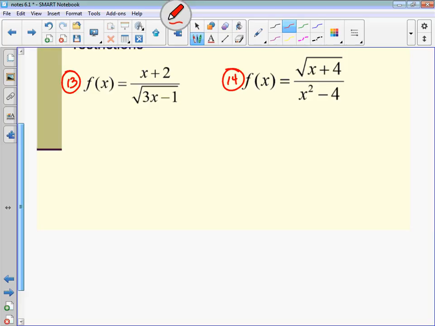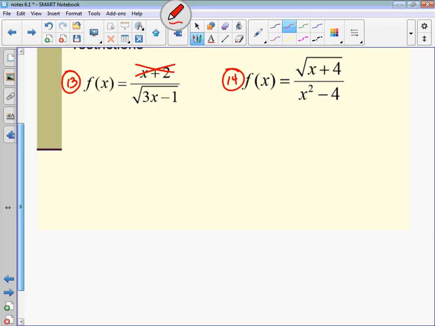13. Okay. Do you see how on 13 I have both the square root and the fraction? So what do I know about a fraction? Which part of the fraction do I care about? This x plus 2, is it doing anything? No, we don't care about it at all. We care about the denominator.